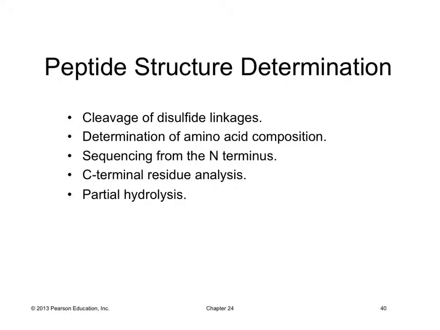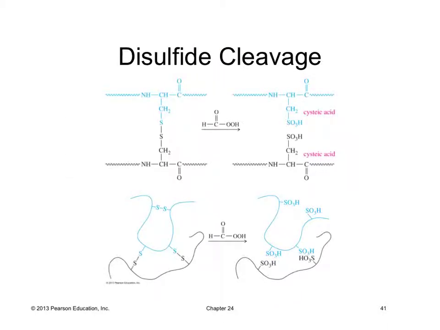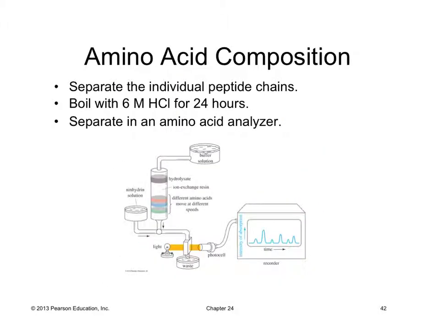So this is chapter 24, part 2. We ended off here on peptide structure determination. Disulfide cleavage: you can cleave disulfide bonds by subjecting them to peroxy acids. This will oxidize the sulfides to cysteic acid, so that you can cleave all your disulfide bonds within proteins.